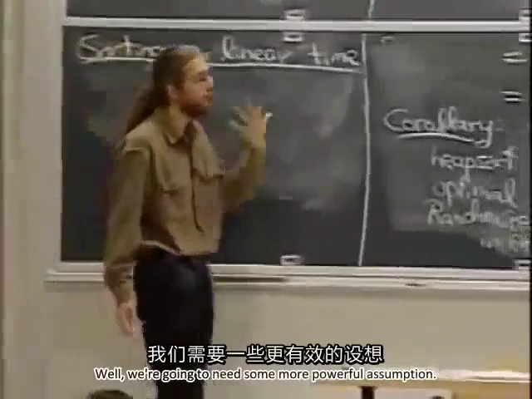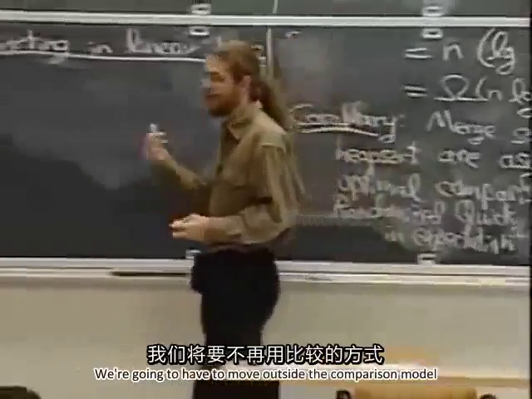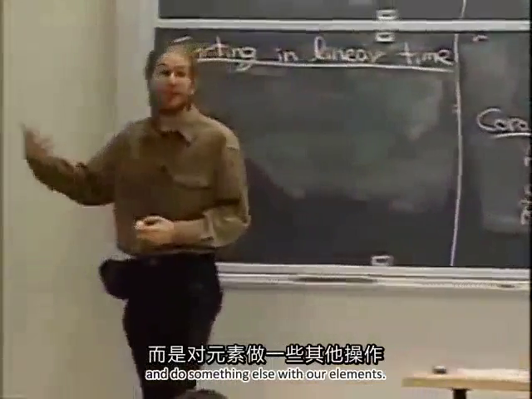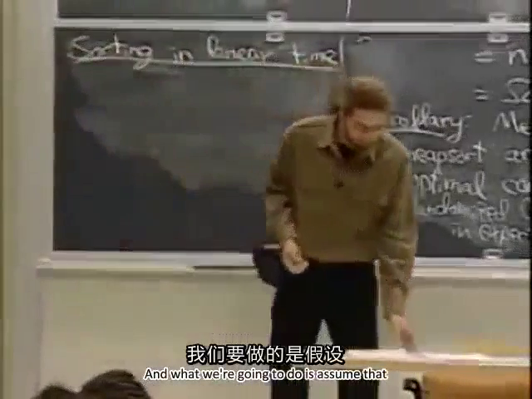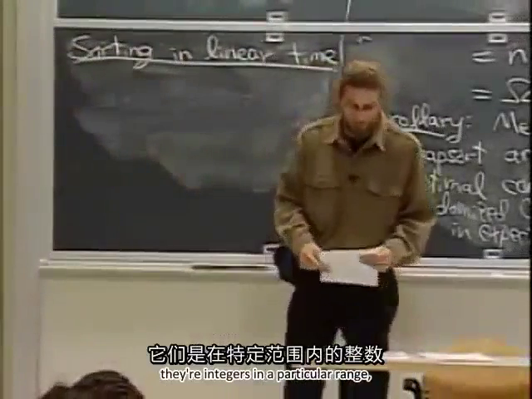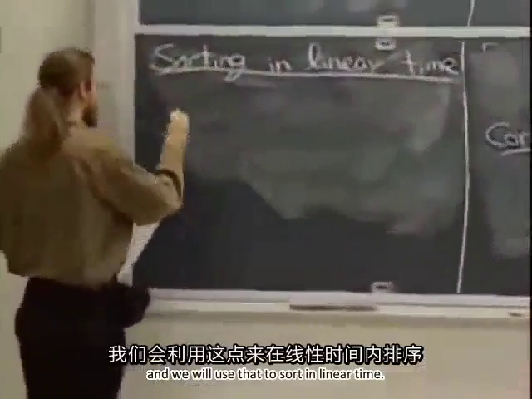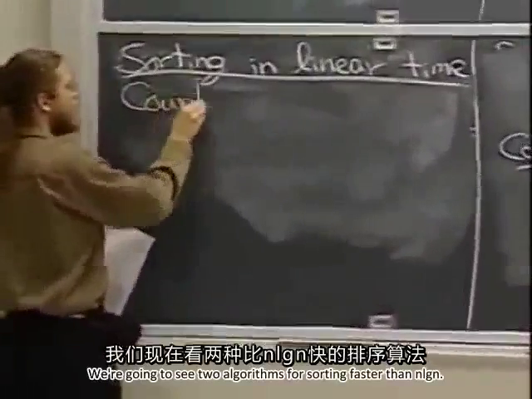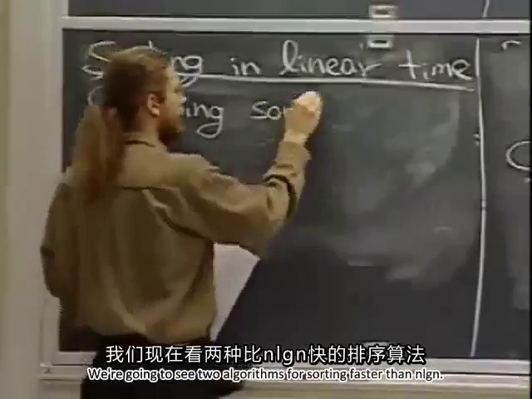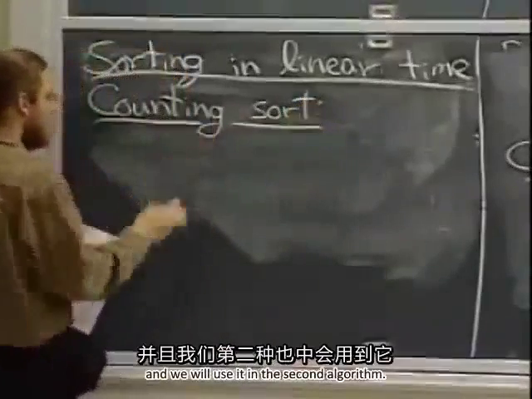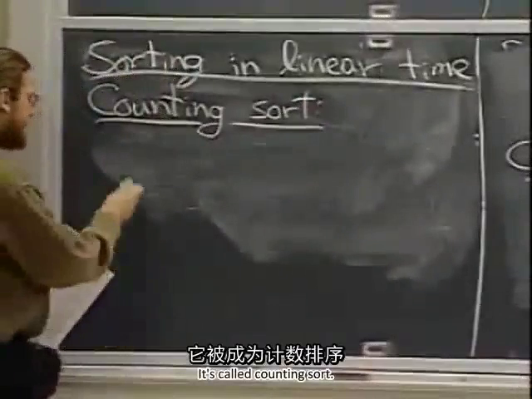Well, we're going to need some more powerful assumption, and this is the counterexample. We're going to have to move outside the comparison model, do something else with our elements. What we're going to do is assume that they're integers in a particular range, and we'll use that to sort in linear time. So we're going to see two algorithms for sorting faster than n log n. The first one's pretty simple, and we'll use it in the second algorithm. It's called counting sort.